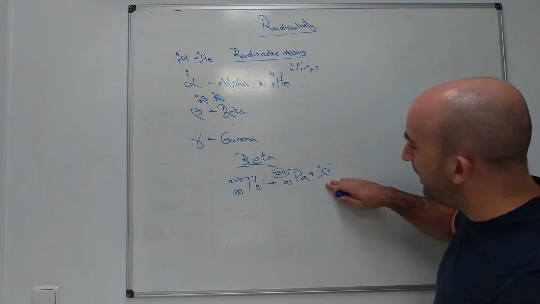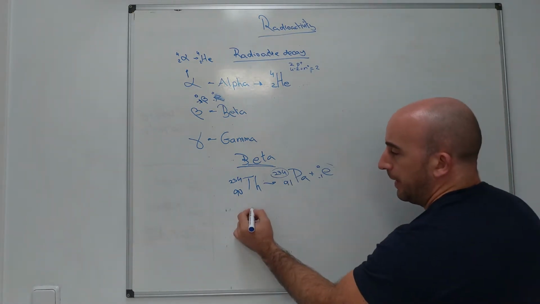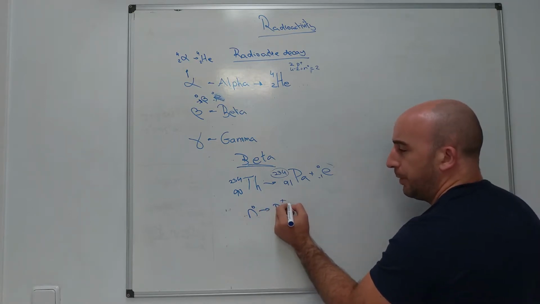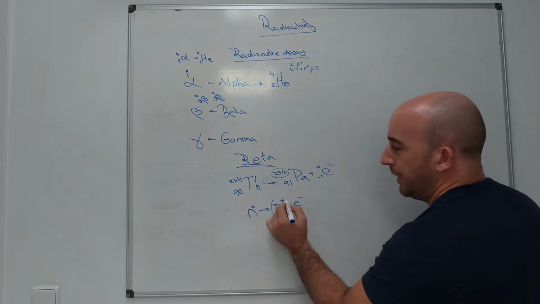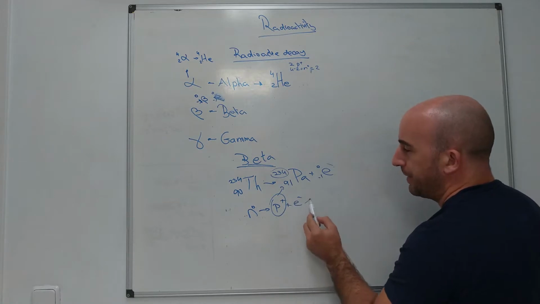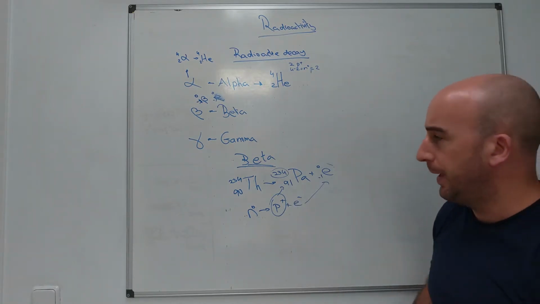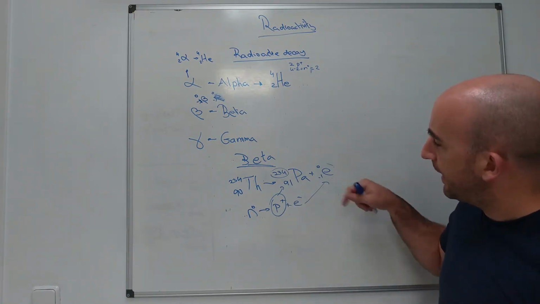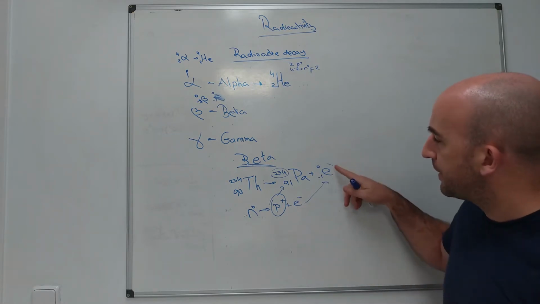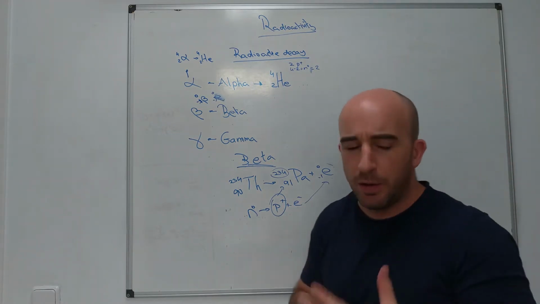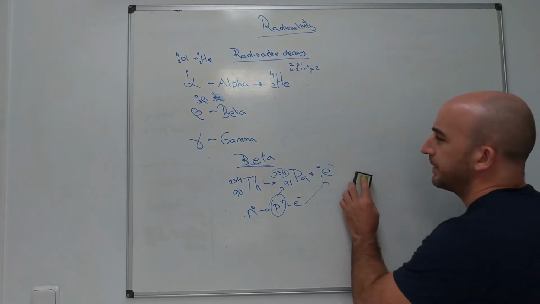Okay, and it emits. Remember that a neutron was becoming a proton and an electron. This one stays here, and this one is emitted in the decay. Okay, that's in the negative beta. In the positive beta, this is a positron, and it's not normal that you will see it in exercises.